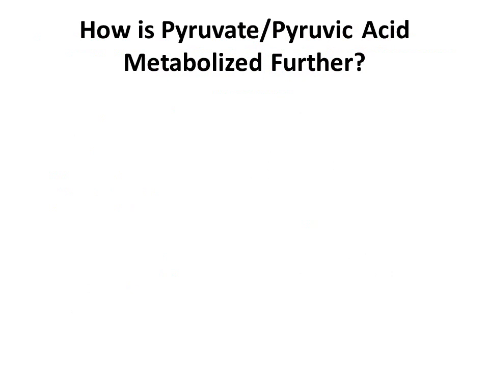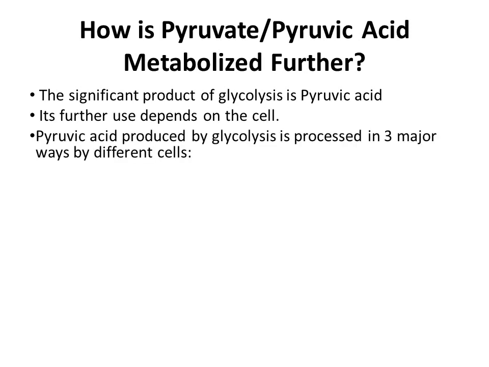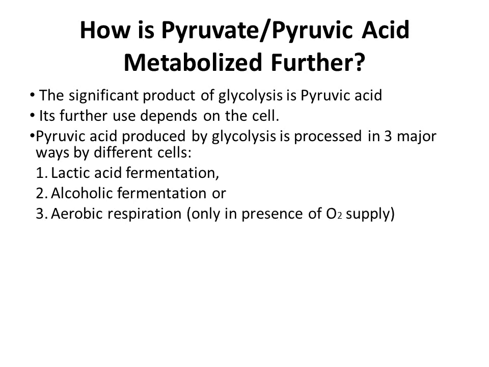So glycolysis of 1 molecule of glucose has produced 2 molecules of pyruvic acid in the cytoplasm. What next? It depends upon the cell or conditions of the cell. Pyruvic acid can be handled in 3 major different ways: lactic acid fermentation, or it can undergo alcoholic fermentation, or it can undergo aerobic respiration when oxygen supply is there.